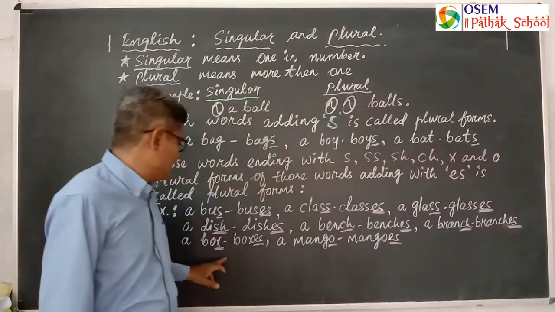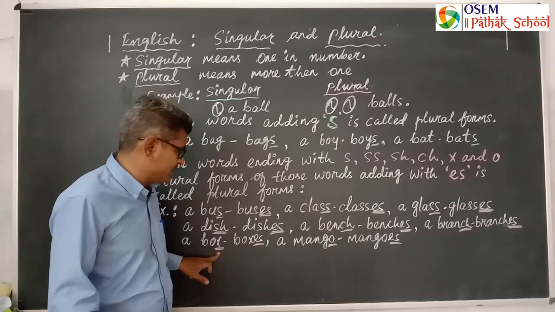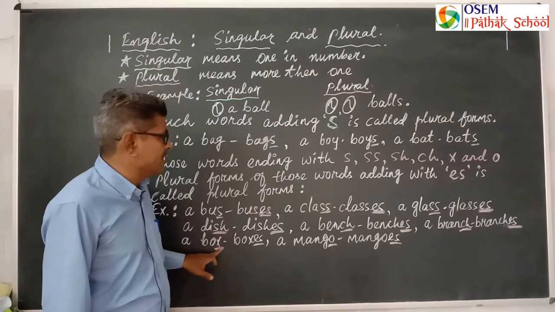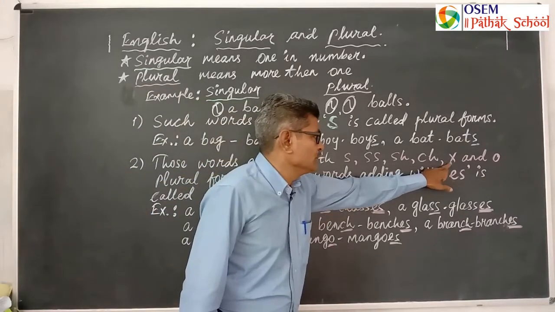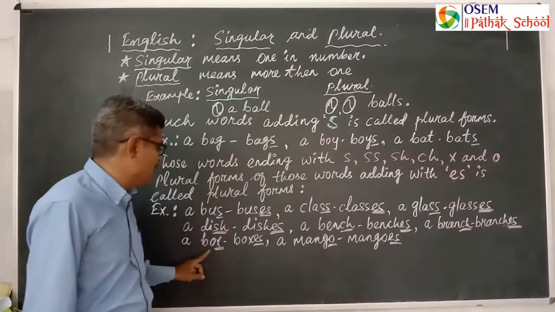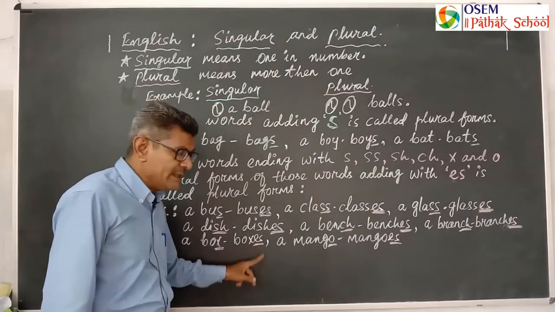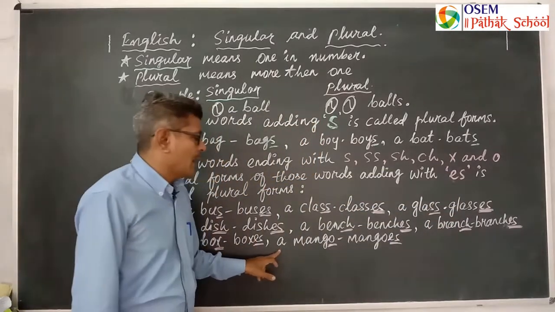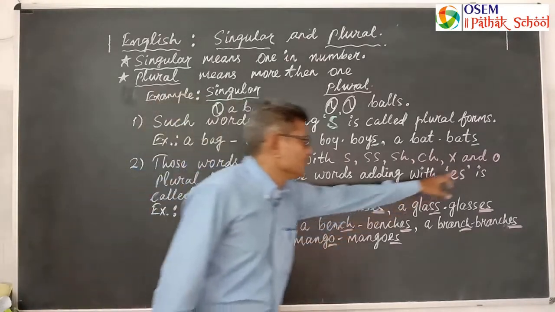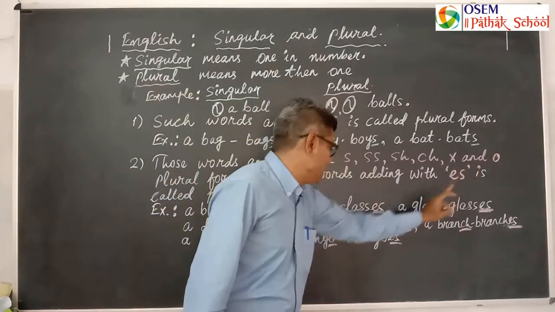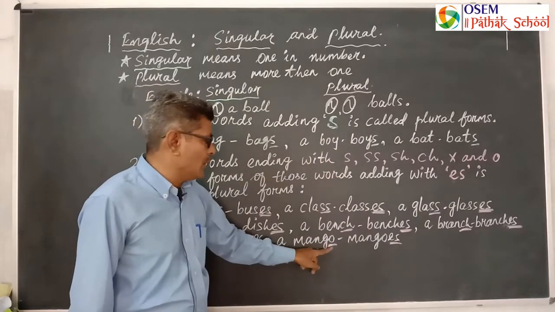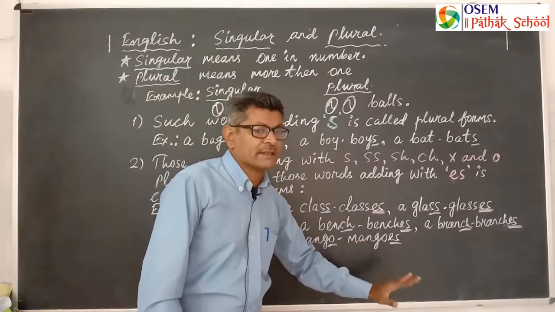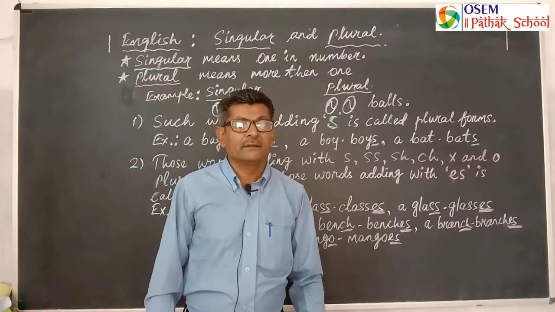Then a box: X is here, so we have to add E-S. B-O-X, B-O-X-E-S, boxes. A mango: O is here, so we have to add E-S. M-A-N-G-O, M-A-N-G-O-E-S. So I hope you understand.